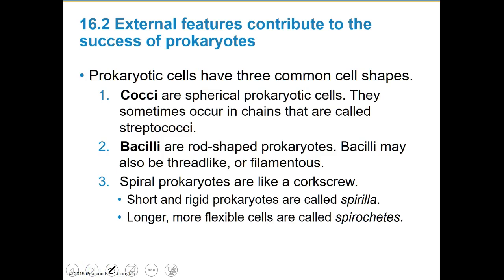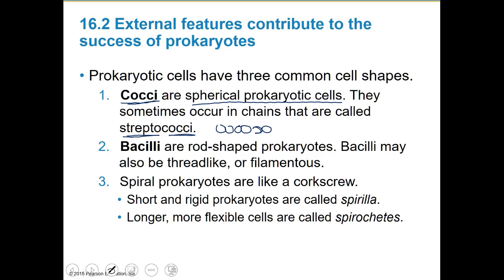So within these, we have some other classifications as well. Some things that we need to know as far as shape goes. So we've got some common cell shapes. So cocci is a spherical cell. They sometimes occur in chains. So a chain is strepto. Cocci is circular, so if this one were in a chain, it would just be sort of a circular bacteria that's in a chain, just like that.